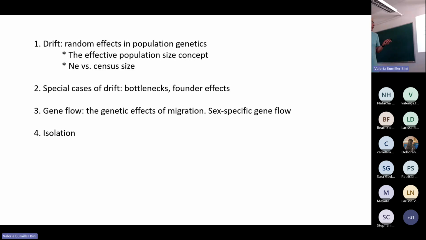Yesterday, we already mentioned that by comparing mitochondrial DNA and the Y chromosome, we can describe sex-specific gene flow. And then when we have a small population and no gene flow, that's an isolated population, and we'll discuss a little bit about that.